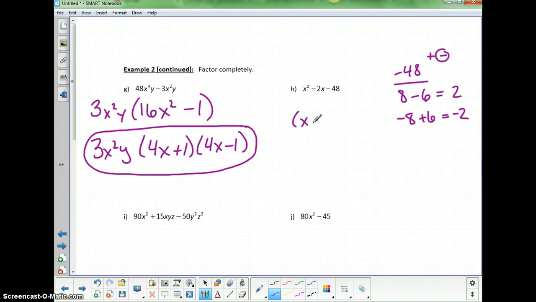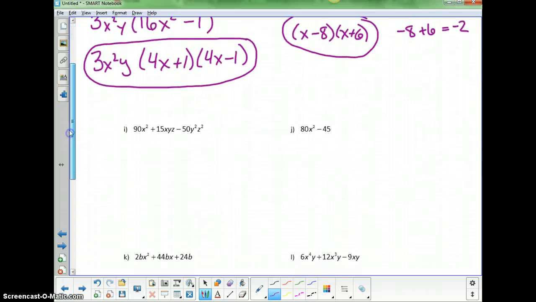This is going to factor into x minus 8 times x plus 6. And again, that's because I already know that the only way to get x squared is with an x times an x. Then I've got my 6x minus 8x is negative 2x, and my negative 48.